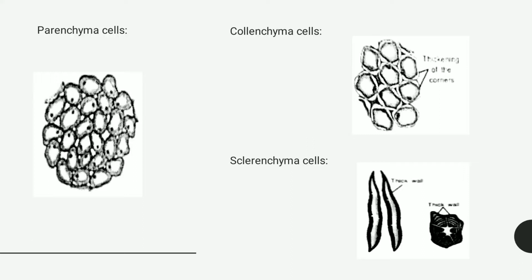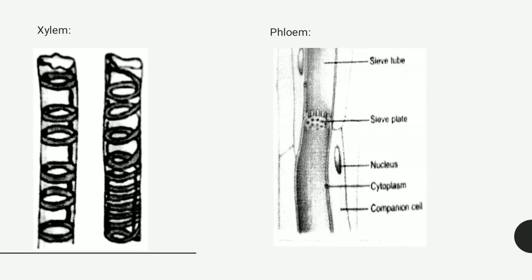Now the third, the last one, is the vascular tissue system. So the vascular tissue system includes our xylem and phloem. If we talk about the xylem, this xylem consists of many different types of cells: parenchyma cells, vessels, fibers and tracheids.